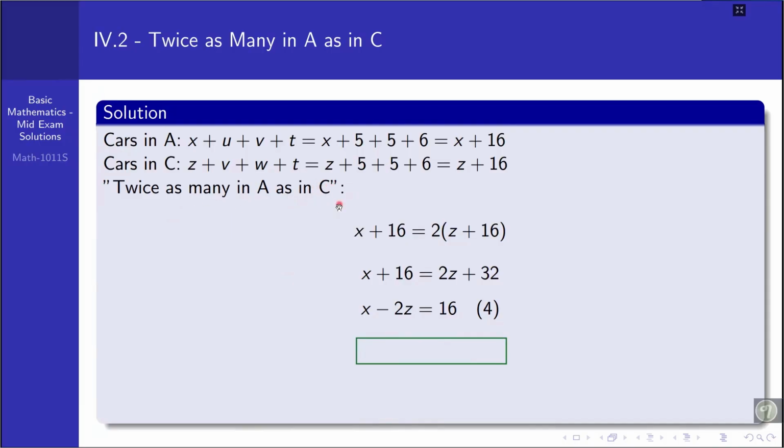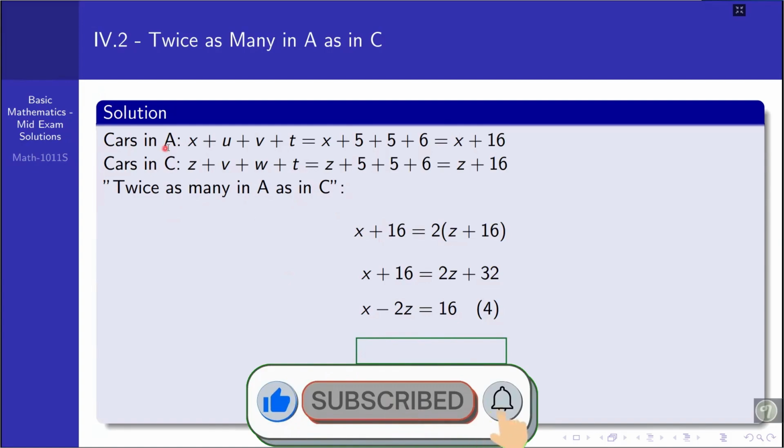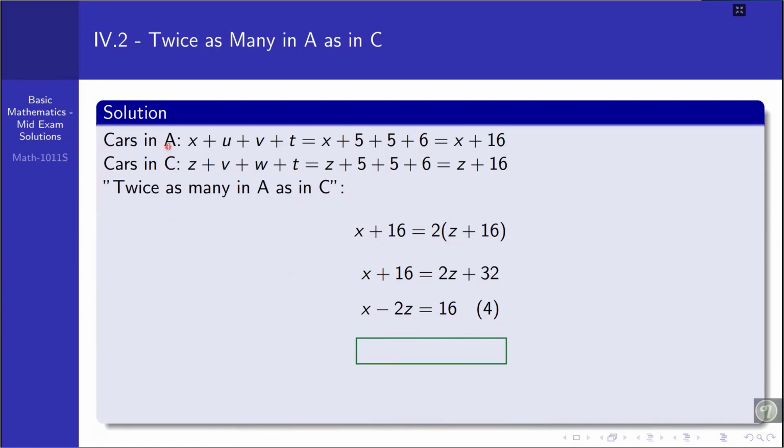So X plus Z means X plus 16, that is the number of cars in A, is equal to twice the total number of cars in C. That is, X plus 16 is equal to twice of Z plus 32, that is 2 times 16. So X minus twice of Z is equal to 16, that is 32 minus 16. So let us call this one the fourth equation.